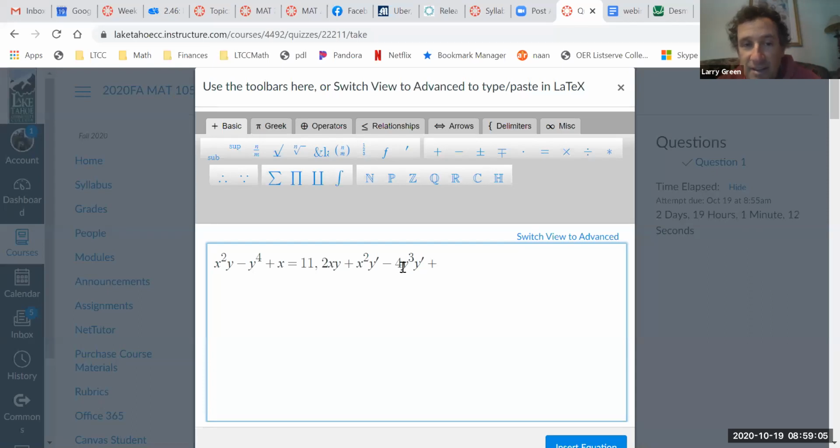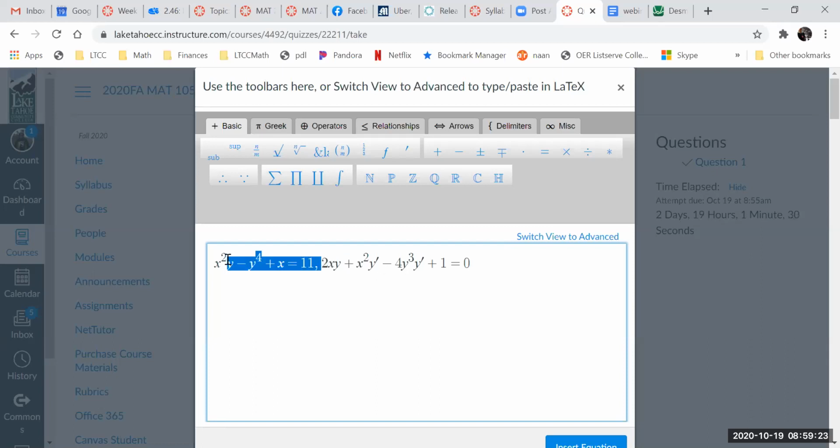Okay, and then plus. I hope you can all do this. What's the derivative of x? 1. And what's the derivative of 11? Easiest of all. 0. Okay, any questions so far?